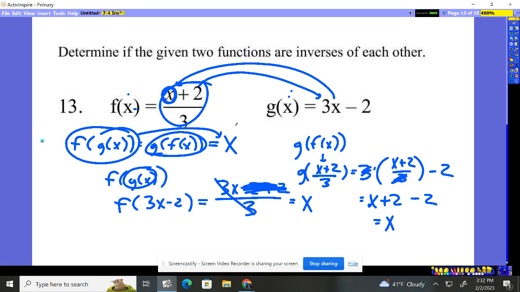I don't have to do them both. If you do one and you get the answer of x, you know you're done. So the answer to 13 is yes, these are inverses of each other.